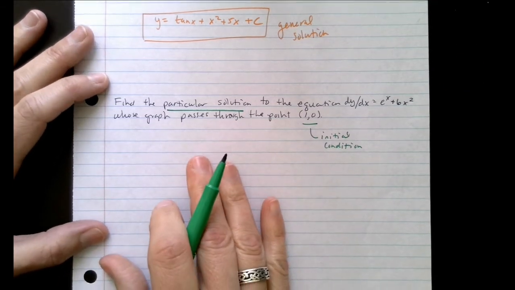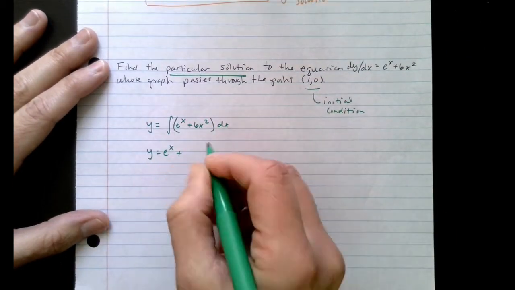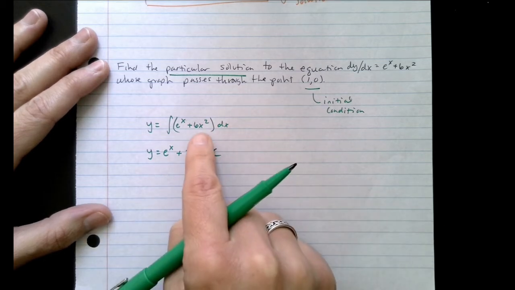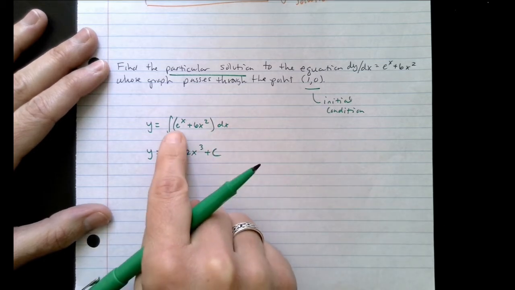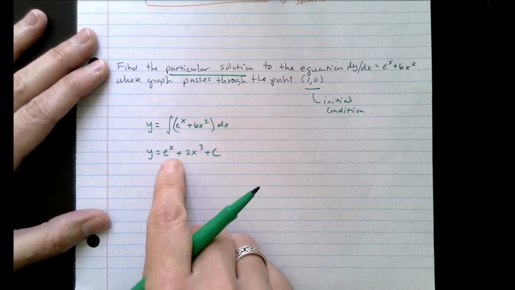So first let's find the general solution. So what I did there is I did reverse power rule, and then the derivative of e to the x is just e to the x. So that means its antiderivative is itself.